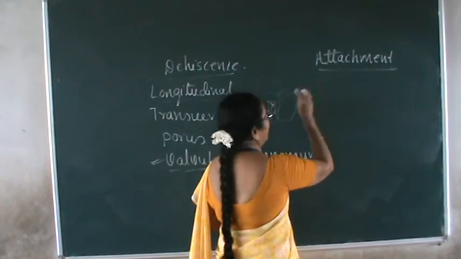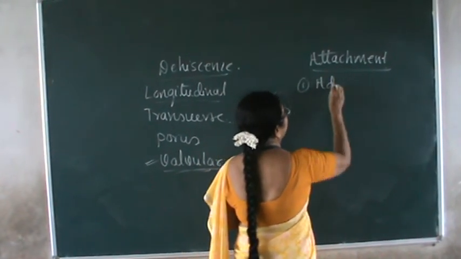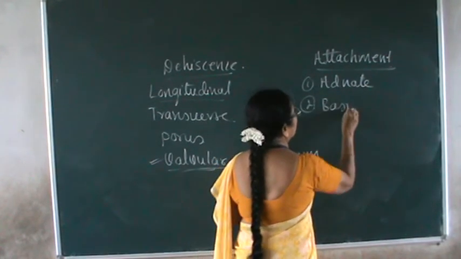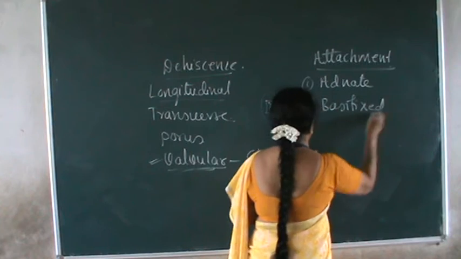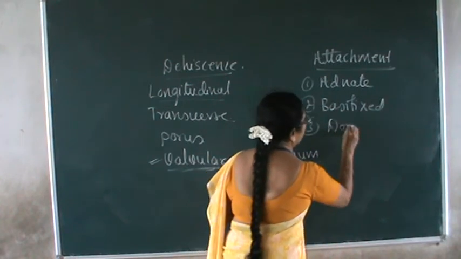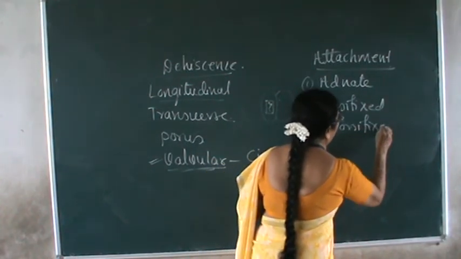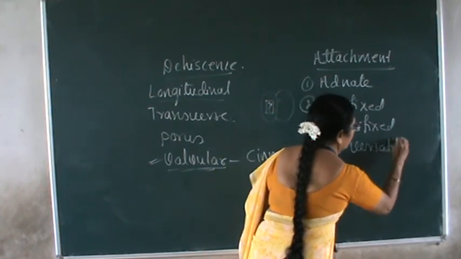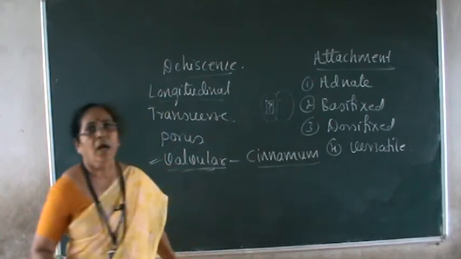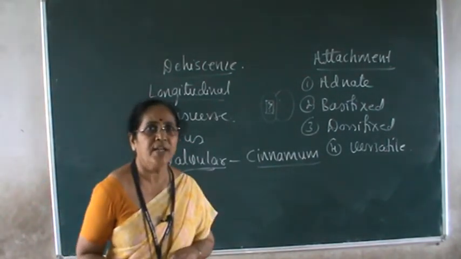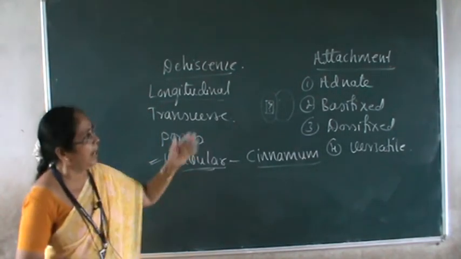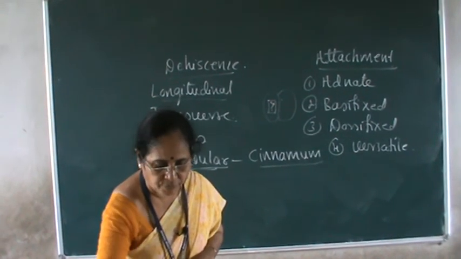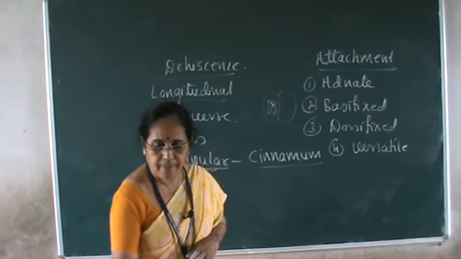Attachment of the filament to the anther. The first one is adnate, the second is basifixed, the third is dorsifixed, and the fourth is versatile. Okay, refer to that video and learn the meaning of all these terminologies. Again, it is just a repetition. I have given the specific example also, that is with respect to the dehiscence of the anther. Okay.